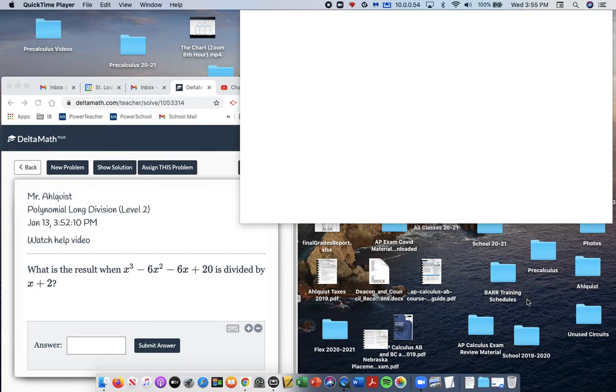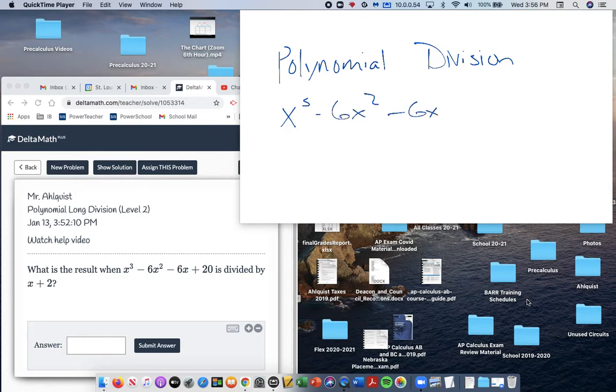We're going to do a thing called polynomial division. So, polynomial division. The idea is taking something like x cubed minus 6x squared minus 6x plus 20 and dividing it by x plus 2 and coming up with what else do we have? How can we rewrite this? It helps us in calculus.